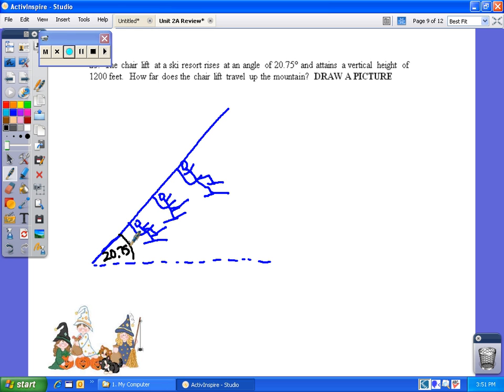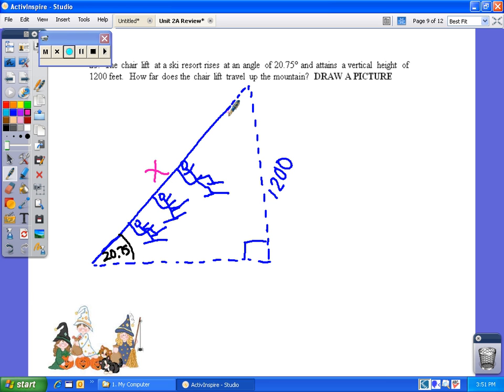And then it says that it attains a vertical height. So once you hit your highest point, that's your vertical height. And here's where I'm going to make my right angle of 1,200 feet. So vertically, if we were to travel vertically, this would be your 1,200 right here. So they said, how far does the chair travel up the mountain? So we're trying to figure out this area right here.